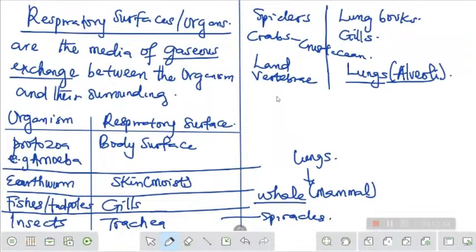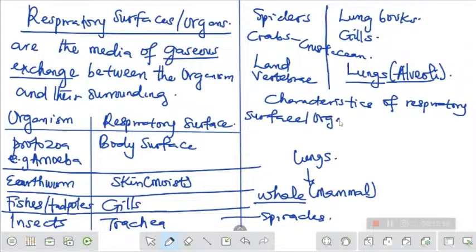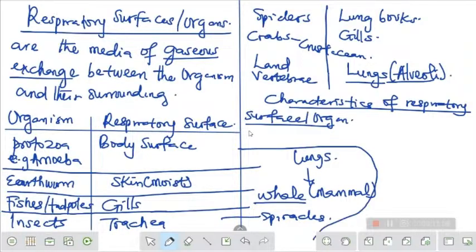Characteristics of a respiratory surface. There are some characteristics that a respiratory surface or organ must have. Number one, it must be moist. That is, it must be wet.